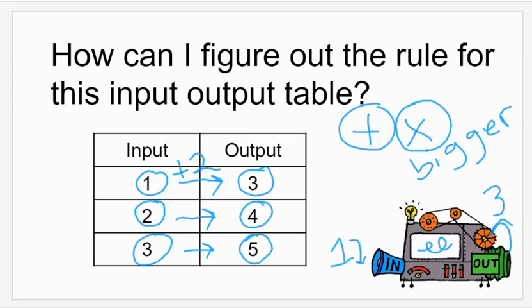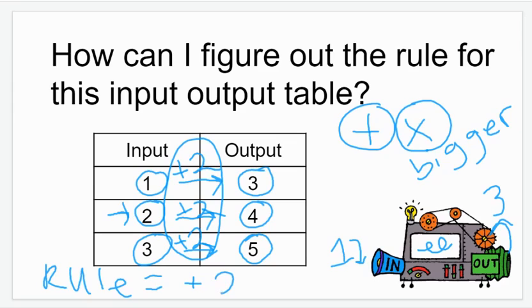Let's see if the rule applies to the next values. My next number is 2. If I add 2 plus 2, that would give me 4. So the rule applies here as well. The next value, 3, if I add 2, that gives me 5. So the rule applies here as well. In order for the rule to be correct, I have to apply it to every single value. It has to work every single time. So I found that this rule is plus 2.